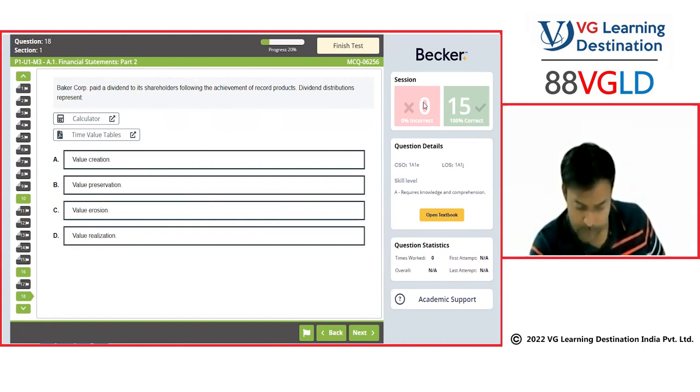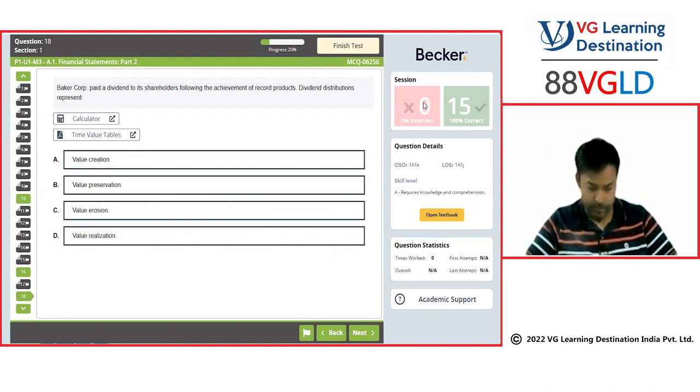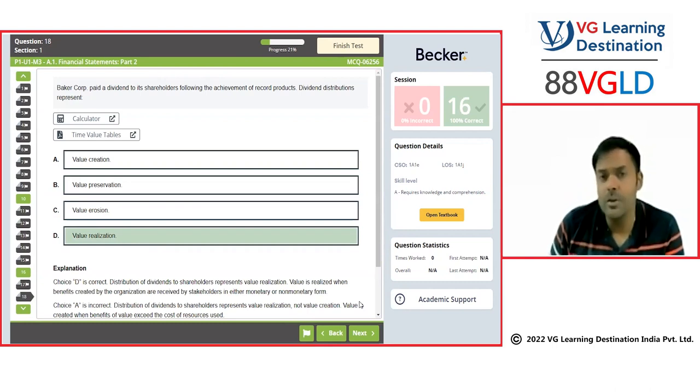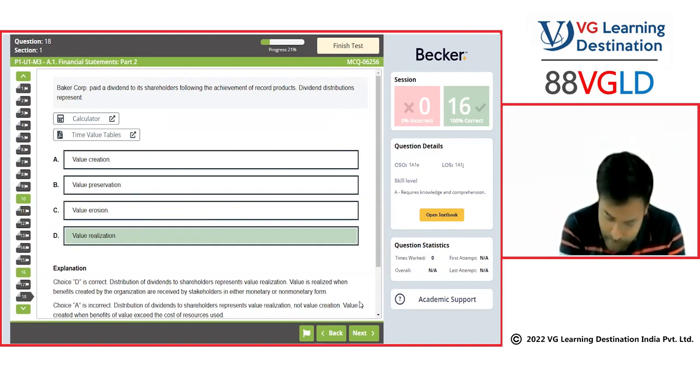The corporation paid the dividend to its shareholders following the achievement of the record profit. Dividend distribution represents the value creation, value provision, value erosion, value realization. Any other answers, guys? Value preservation. Okay. D. Okay. Correct. It should be D. It should be realization. See, value creation is, guys, when you're creating anything. Dividend is basically you have done a good work, you have done a good business, you have generated the cash flow, and then you're distributing it to your shareholders. That means you have realized it and then you're distributing. That's why it is going to be realization in that case.